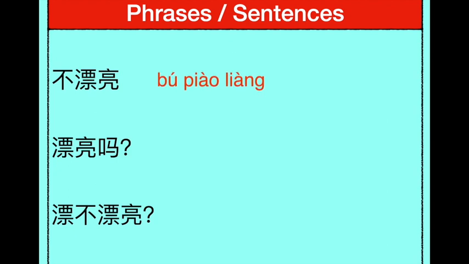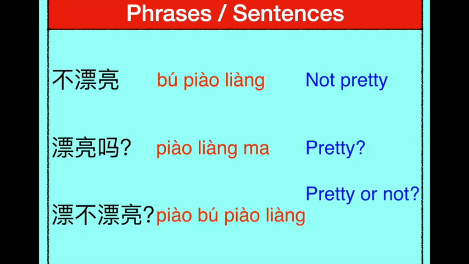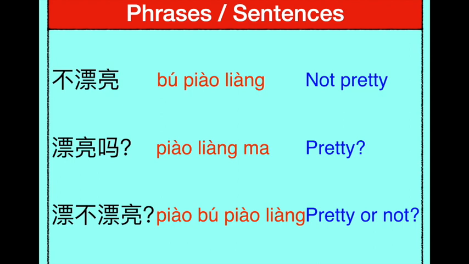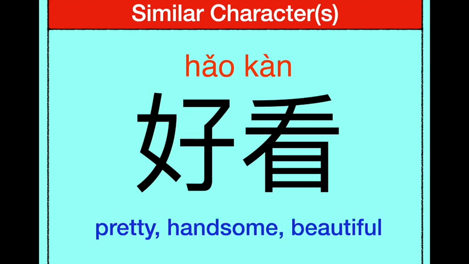不漂亮 is the negative form of 漂亮, so not beautiful, not pretty. 漂亮吗? Yes, no question. Pretty? 漂不漂亮? Pretty or not? So same thing here. 漂亮吗? 漂不漂亮? Same meaning. 好看 pretty, handsome, beautiful. 漂亮 usually for female and sceneries, but 好看 can be used for both female and male and sceneries.